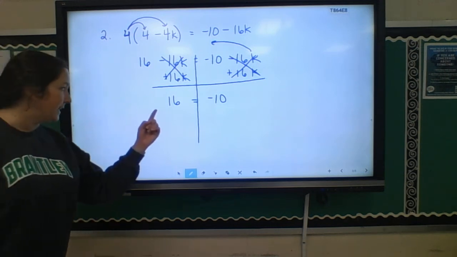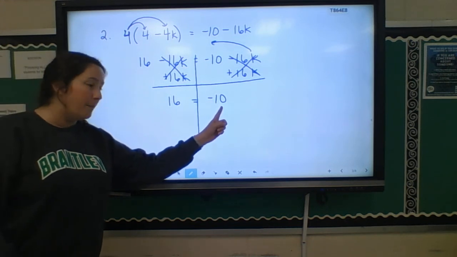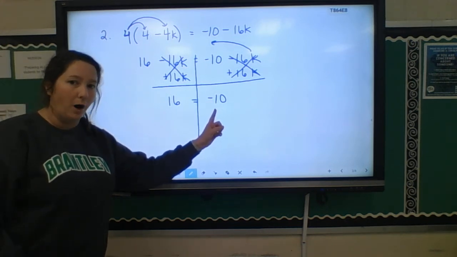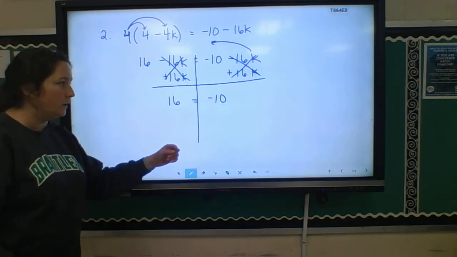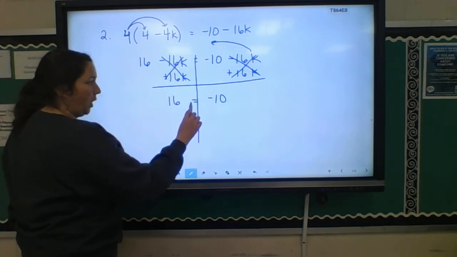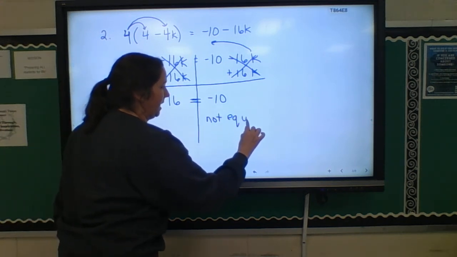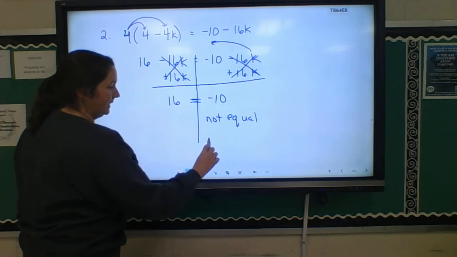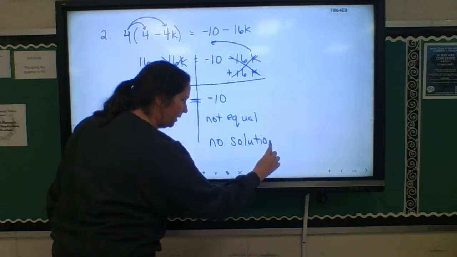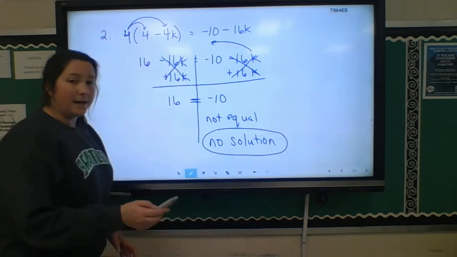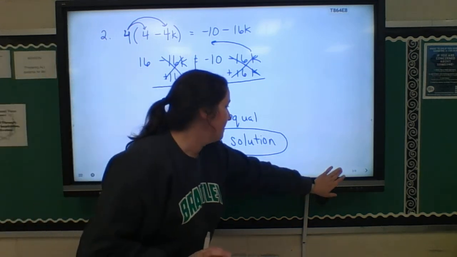Well, if I have $16 in my pocket, or if I owe somebody $10, negative 10 means you owe somebody $10, that's not the same amount. So since those are not equal, that means the answer is no solution. What in the world does that mean? That means that no matter what number, okay?